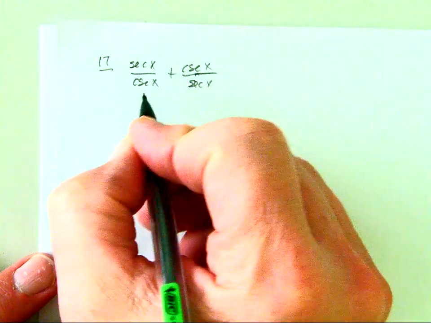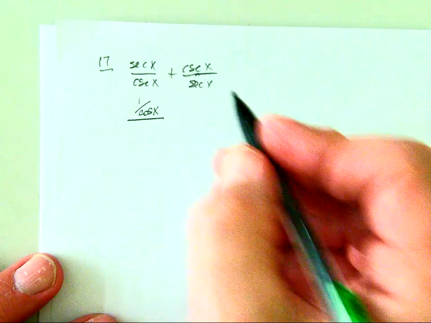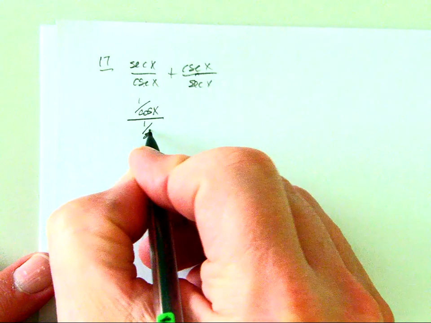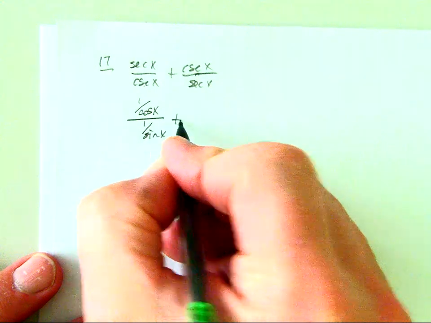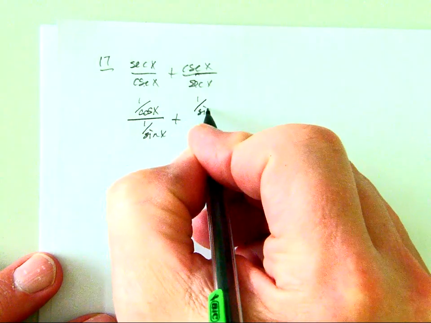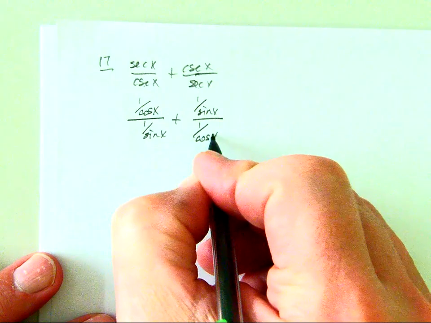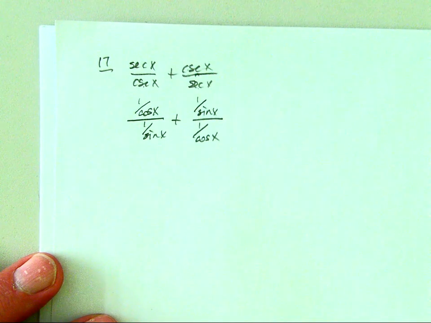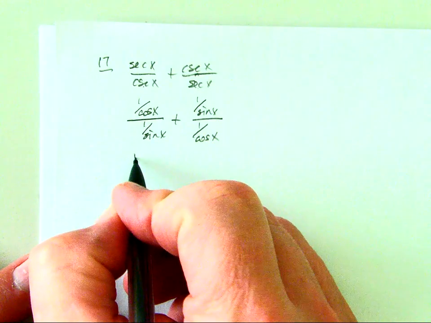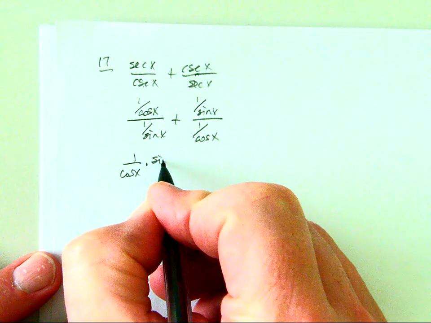Well, we know secant is the reciprocal of cosine. So that top becomes 1 over cosine. Cosecant is the reciprocal of sine. So on the bottom we have the reciprocal of sine. Here, same thing on top, cosecant, that's the reciprocal of sine. And on the bottom secant, that's the reciprocal of cosine. So do that first. Now remember, with fractions within a fraction, we take the top, so 1 over cosine times the reciprocal of the bottom.